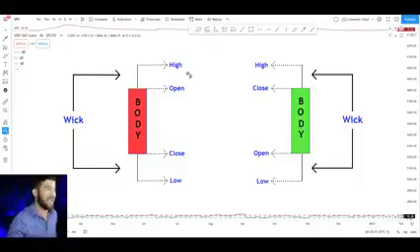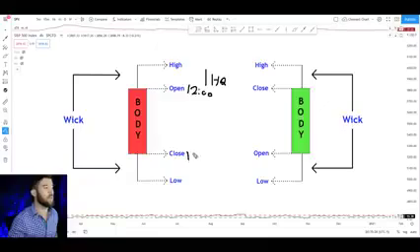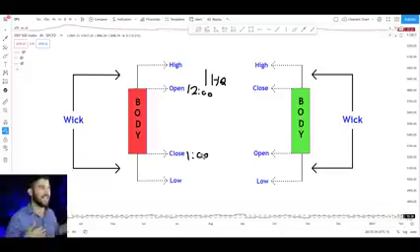If we're on any other time frame, everything is exactly the same except for the amount of time that passes. If you're on a 1-hour chart, then this would be the open at 12 o'clock and the close of this candle would be at 1 o'clock. Everything else stays the same. The low is the lowest point that candle got to during that hour. The highest point that candle got to during that hour.